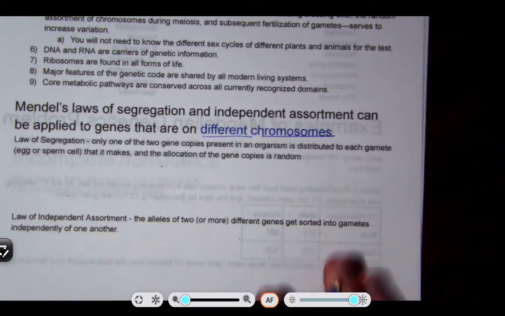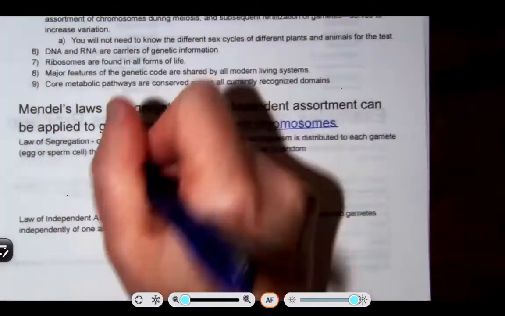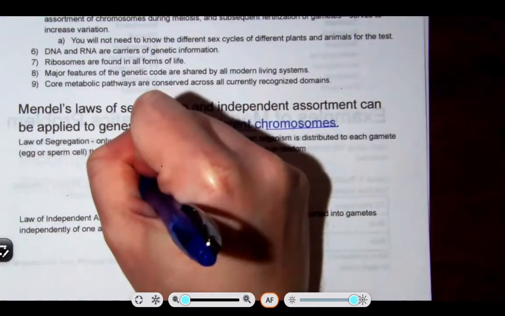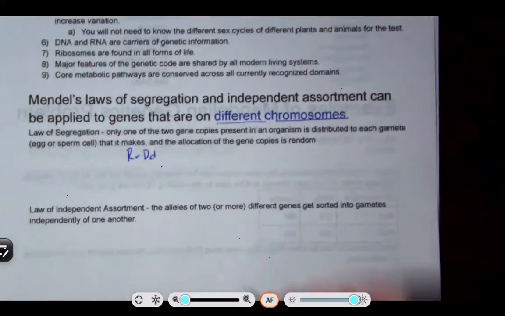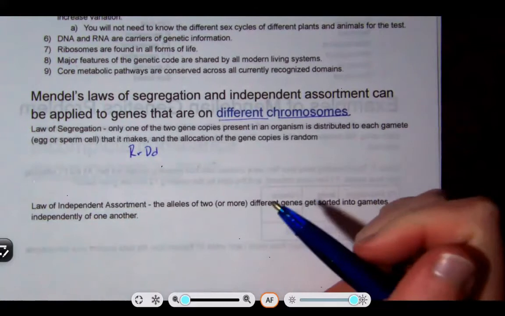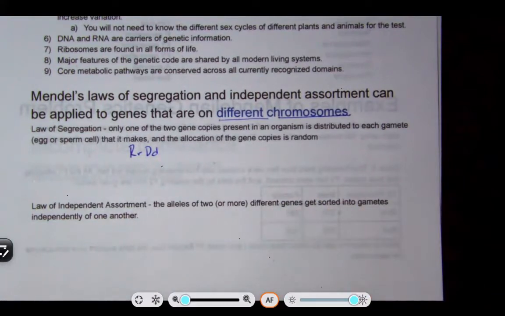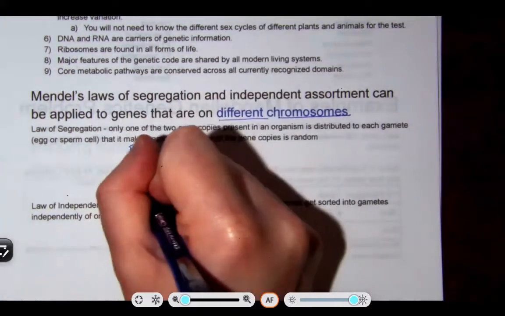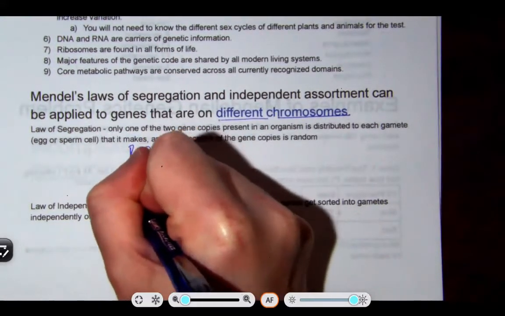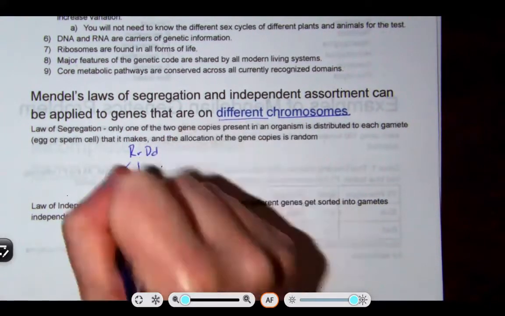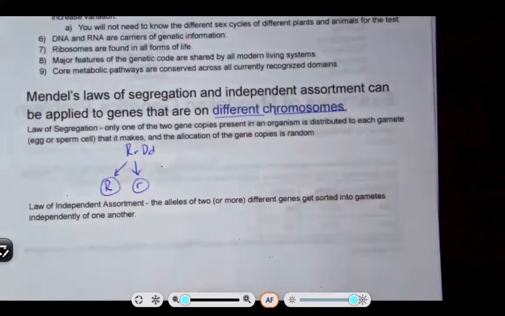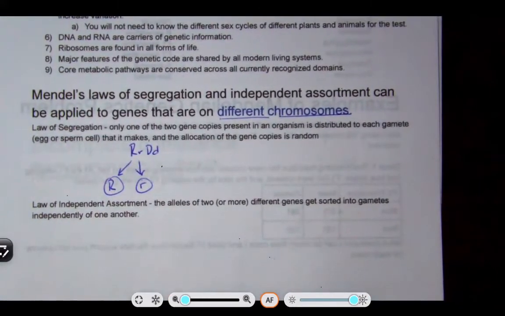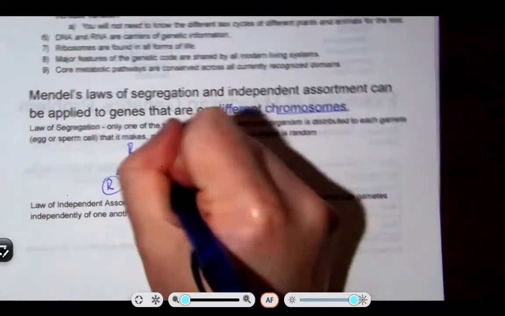What this means is that if you have a parent, let's say we're going to use these letters, big R, little r, big D, little d, okay? According to the law of segregation, only one of the two gene copies present in an organism is distributed to each gamete. So in the gamete, R can either go here or here. They can't be moved together, so they get split. Let's ignore the D; we don't need the D for now.